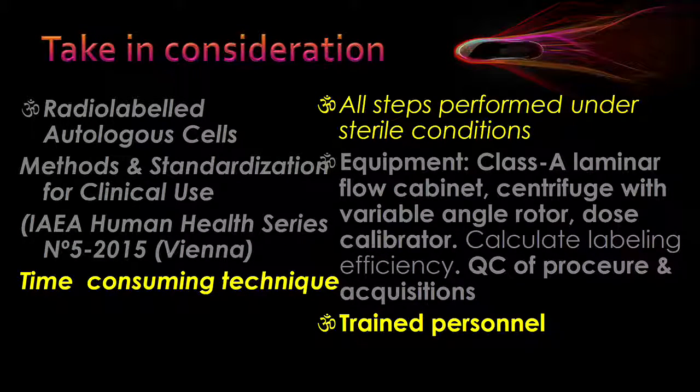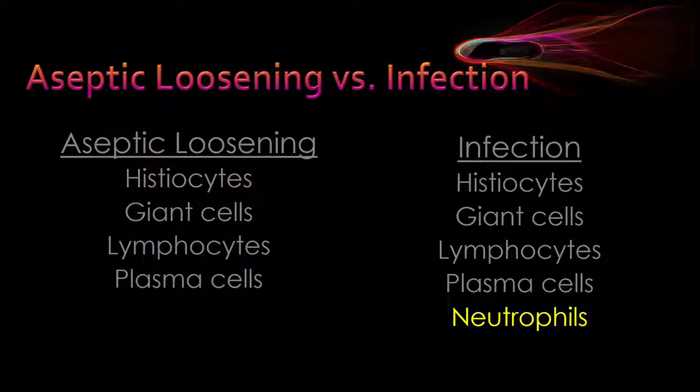Radiolabeled autologous cells have standardization methods for clinical use, and this has been published in the Human Health Series. But remember, it is a time-consuming technique, as we have already heard. All steps are performed under sterile conditions, with class A equipment, a laminar flow cabinet, a centrifuge with variable angle rotor, and dose calibrators. We must calculate labeling efficiency, quality control, and the acquisition procedure. And don't forget the trained personnel. This comes from Dr. Palestro, and we again see that the great difference between aseptic loosening and infection is cellularity, the presence of a great quantity of neutrophils in the infection.